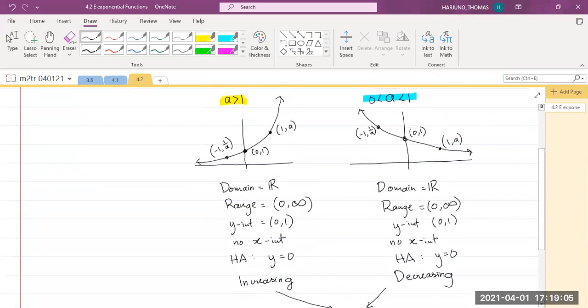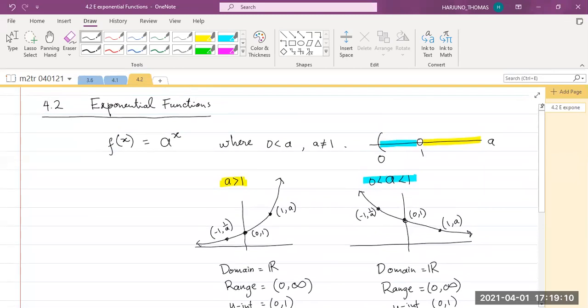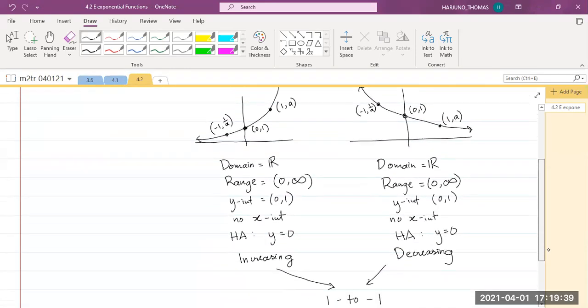Now, that 1-to-1-ness will be used when we solve exponential equations, which I'm about to do right now. On Tuesday, when we come back, we will focus on the graphing. On Tuesday we will do 4.2, 4.3, and 4.4, maybe with 4.5. But for now, we say that exponential functions are 1-to-1.